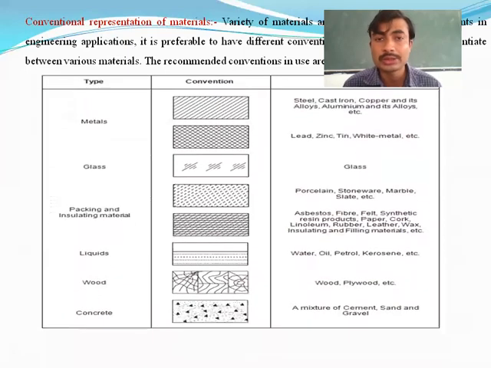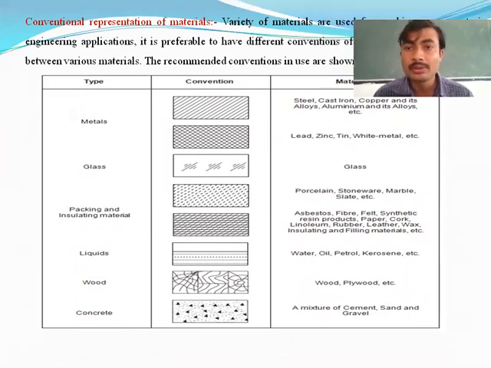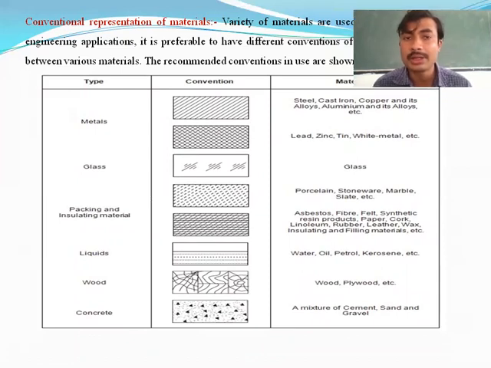The first one is, dear students, metals. There are three columns. The first column is the type. The second one is the convention. The third one is the material. The first one is the type, the second one is the convention, the third one is the material.